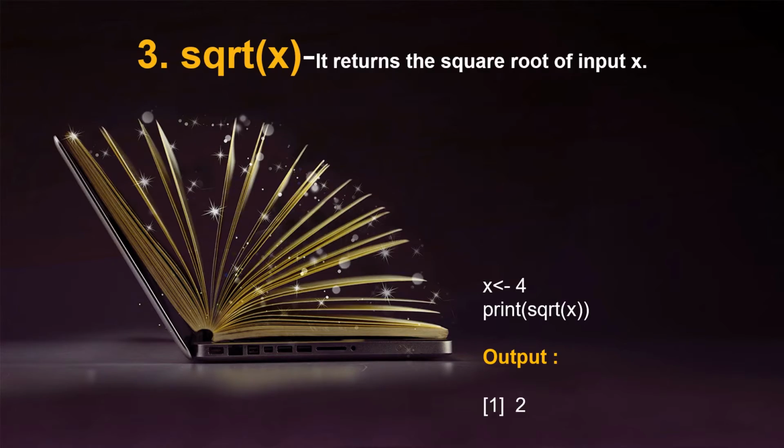The third function is the sqrt function. It returns the square root of the input x. For example, I am passing 4 in x, so it will return the square root of 4. The result is 2. Similarly, if we use the square root of 9, the result will be 3. If we use the square root of 16, it will return 4.